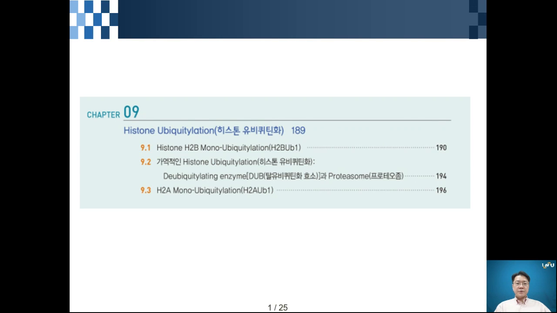Today we will learn Chapter 9. Chapter 9 title is Histone Ubiquitylation. Chapter 9 is composed of three subjects, starting from histone H2B monoubiquitylation, and also reversible histone ubiquitylation focused on the DUB and proteasome. Finally, we will cover H2A monoubiquitylation.